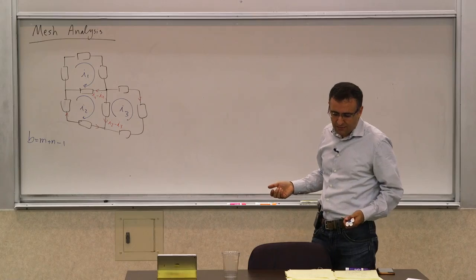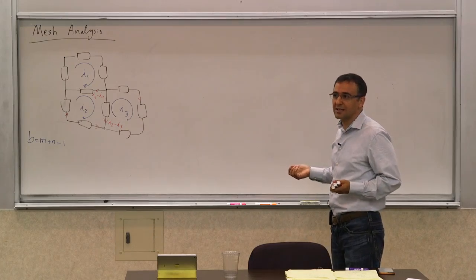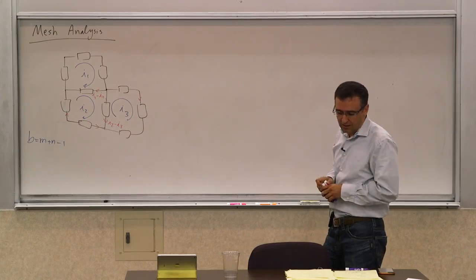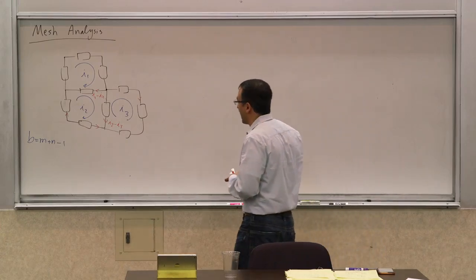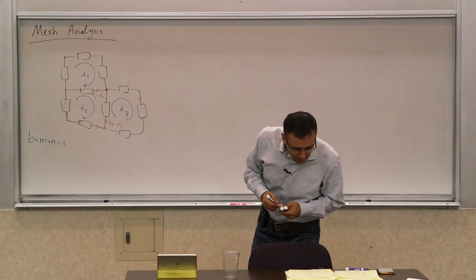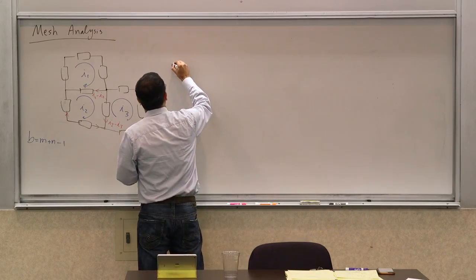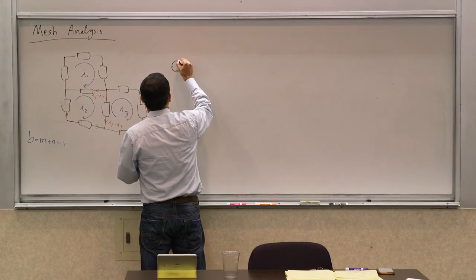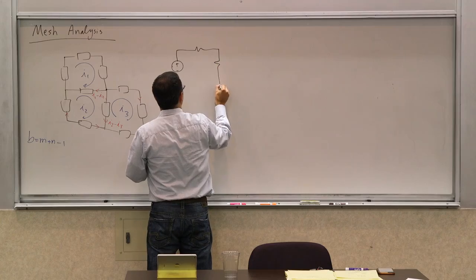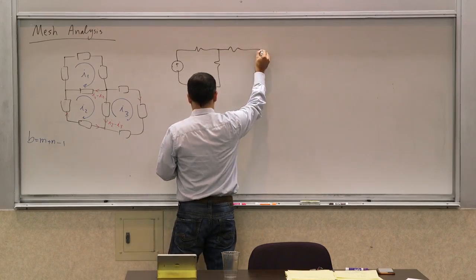So I think probably it's best if you do an example first. Let's do an example, and we'll discuss some of the subtleties and challenges and interesting things that happen. The example I have here for you is not that complex. So let's say it's a voltage source, resistor, resistor, resistor.